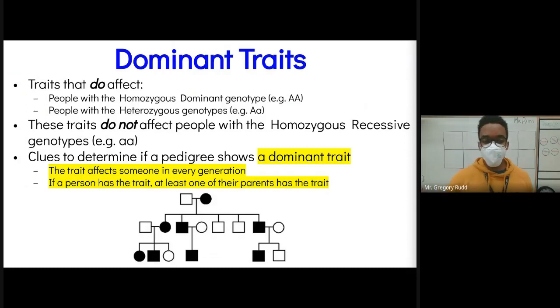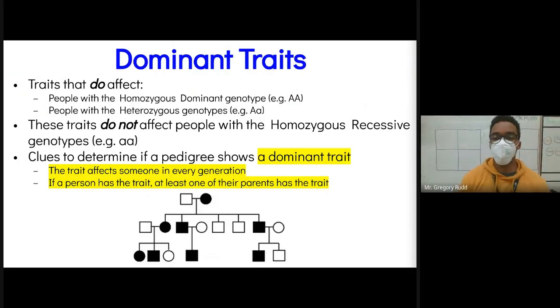We can determine if a pedigree shows a dominant trait by checking to see if someone in every generation has the trait. If we see that every generation has at least 1 person with the trait, that means that this is probably a dominant trait. Another way to think about this is if an individual has the trait, then at least one of their parents also had to have had the trait. Because 2 individuals who are homozygous recessive cannot have a child with a dominant allele. It's not possible. Let me demonstrate that in my handy dandy Punnett square.